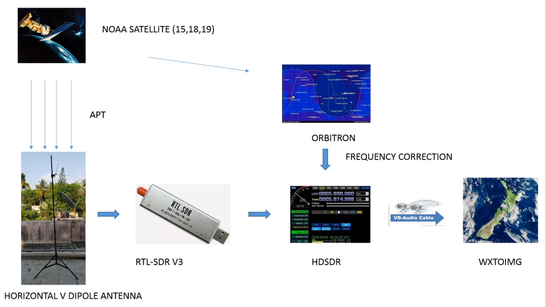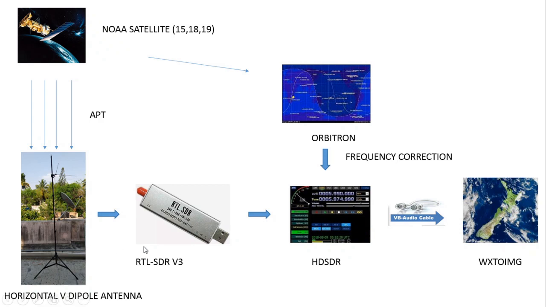In this video, we'll be looking into receiving APT data from weather satellites like NOAA 15, NOAA 18 and NOAA 19. The setup to do so can be seen on the screen. The NOAA satellites transmit APT data over certain frequencies. These signals are received by a horizontal V dipole antenna. The choice of this antenna will be discussed a little later.